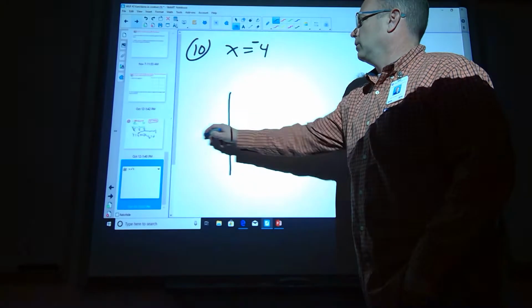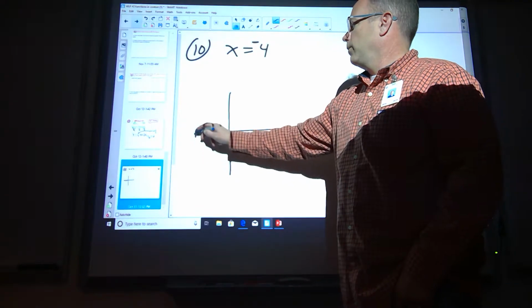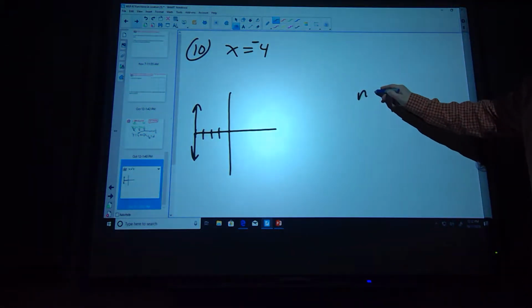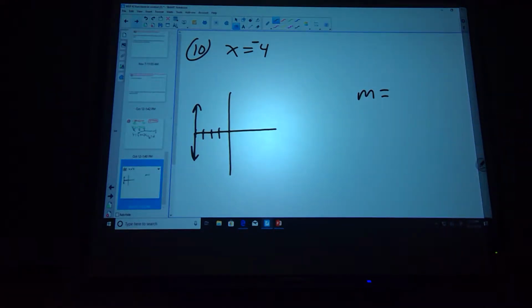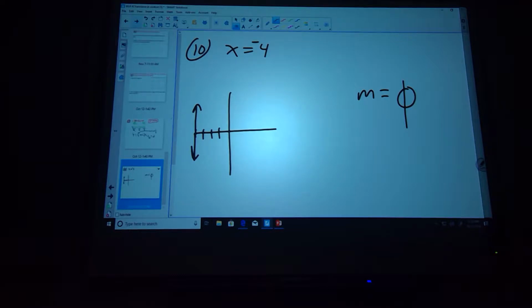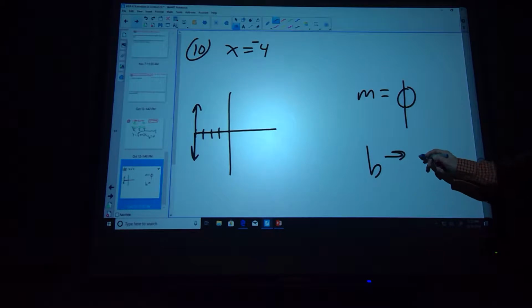So I want you to think about this. -1, 2, 3, and 4. This is what this line looks like. The slope of a vertical line has to be what? Remember, vertical is next to u. U and v are next to each other, so it's got to be undefined. Will that line cross the y-axis? No, it's parallel to it, so there is no y-intercept. Give me the verbiage.